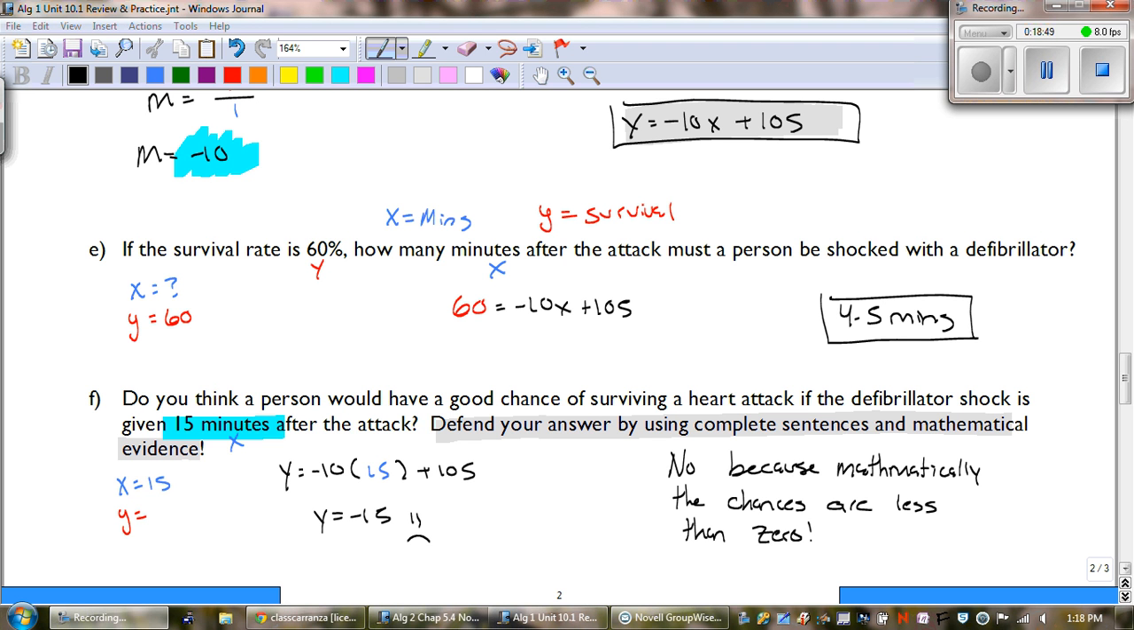Okay, and there you go. So for E, you should have gotten 4.5 minutes. And for F, you end up getting negative 15. Ugh, negative 15? Do you have a chance of survival? No. Okay, and it's because mathematically the chances are less than 0.